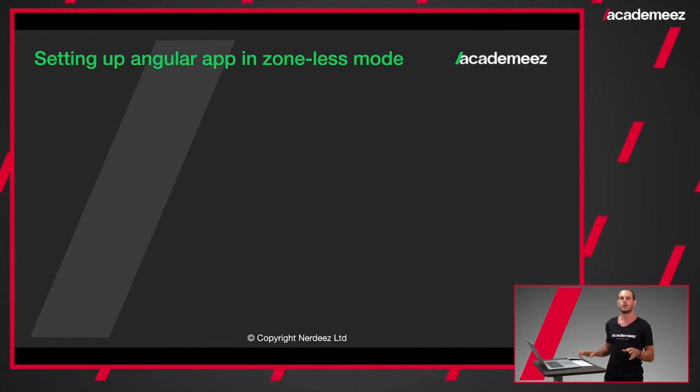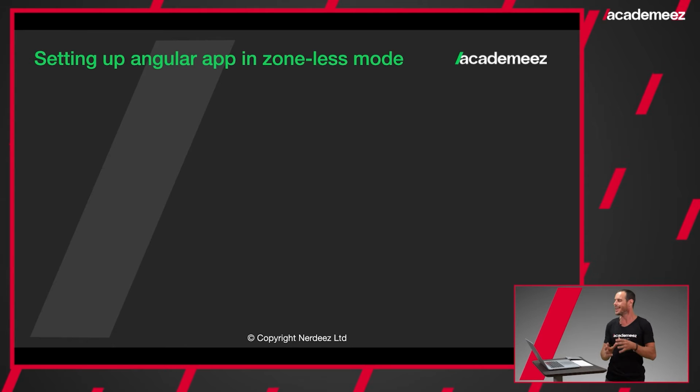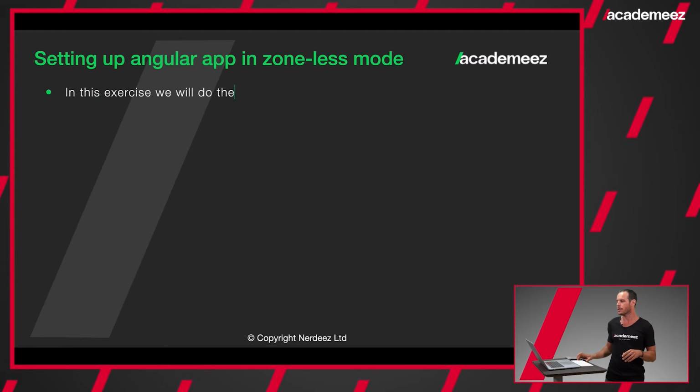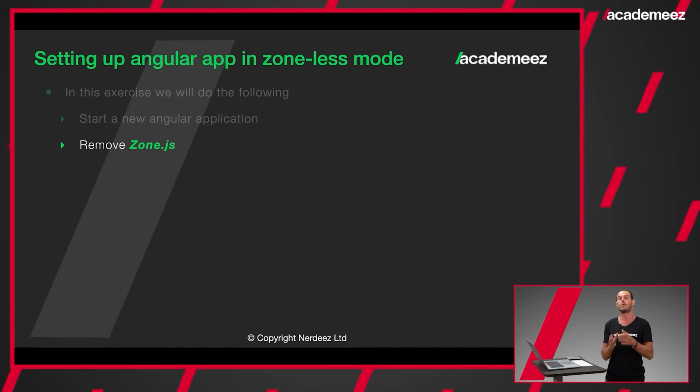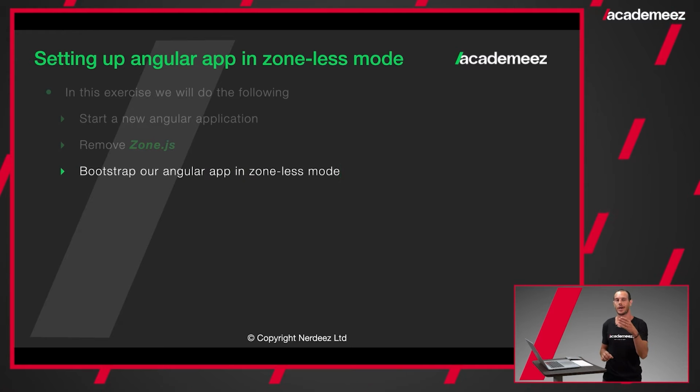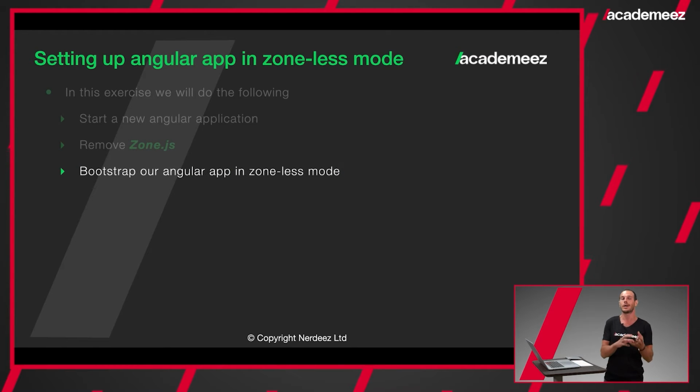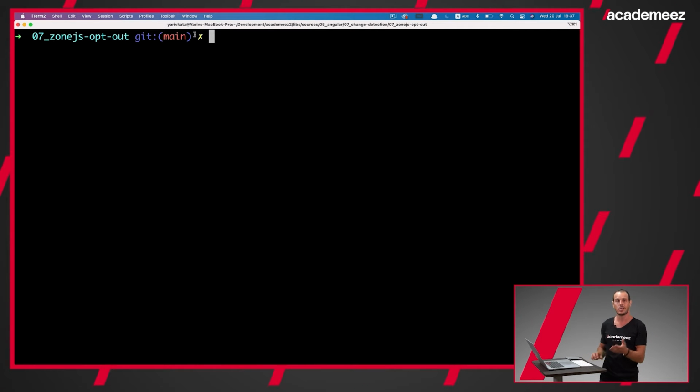So what we're going to do is set up a new Angular project and make this project work in Zoneless. We're going to use Angular CLI to start a new project. We are then going to go to the polyfills file and remove zone.js completely from our bundle. We are then going to go to the entry point file and tell Angular to bootstrap our root module, but not use zone.js. So open your terminal and start a new Angular project using Angular CLI.